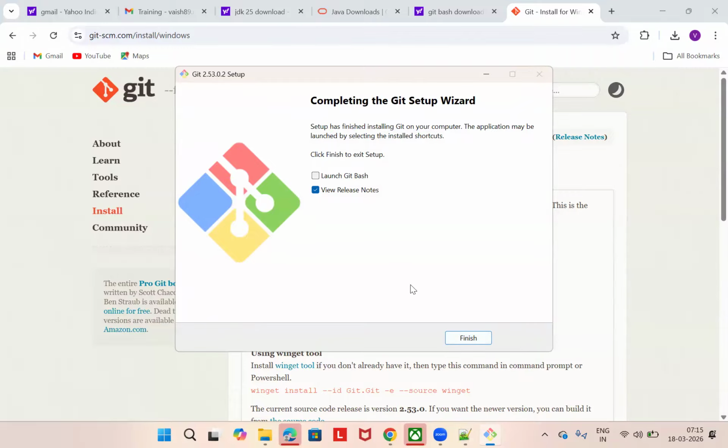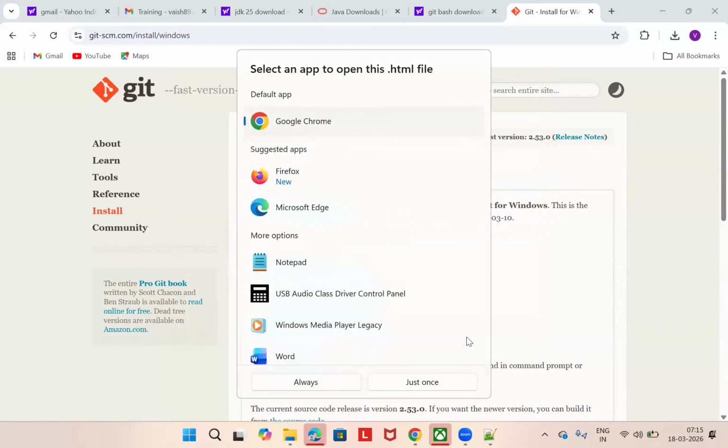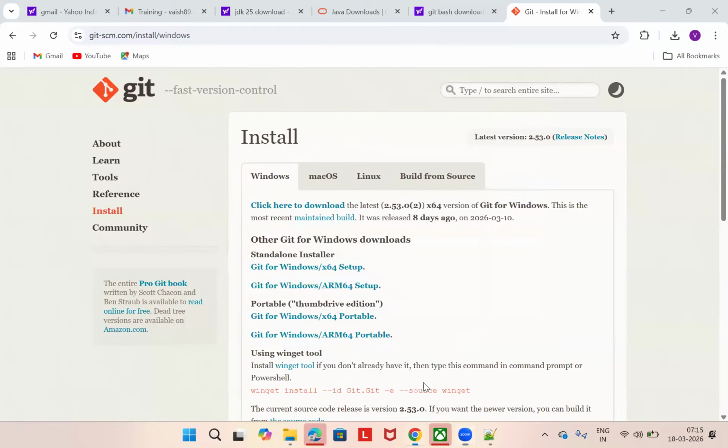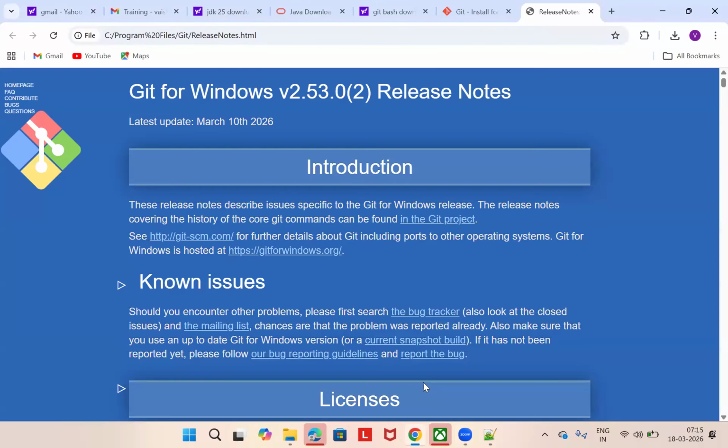So do I need to click on finish? Launch? Not required. Just click on finish. There'll be some release notes showing up.